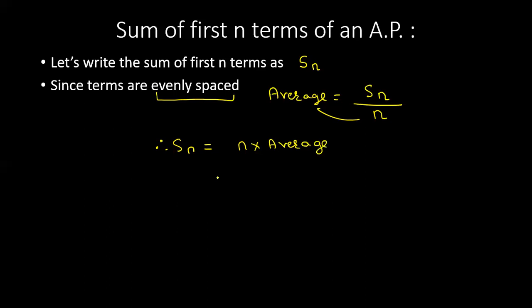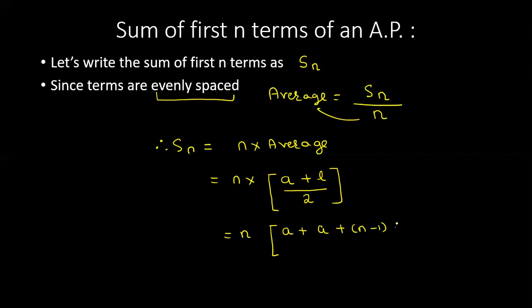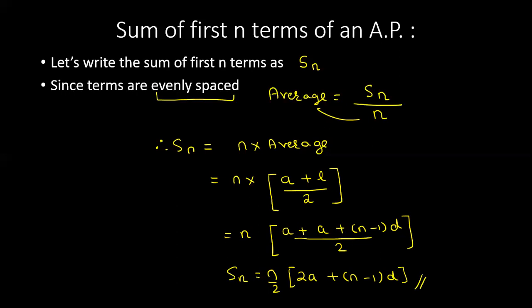In an AP, my terms are evenly spaced. So to find out an average, I can say add the first term and last term of a sequence and divide that by 2. So this is n into what is my first term? First term is a, and I can say the nth term or the last term is a plus n minus 1 into d, divided by 2. That means my formula is n by 2 into 2a plus n minus 1 into d. That's it. This is nothing but the sum of first n terms of an AP. Thank you.